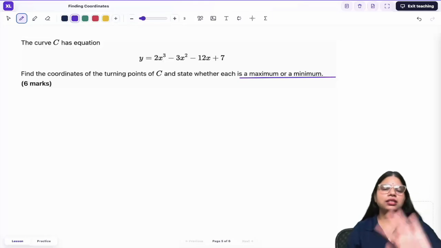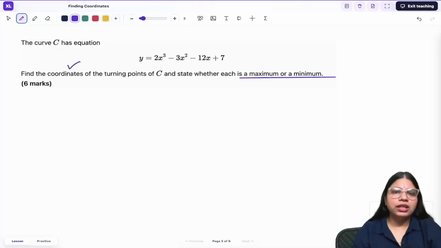Finding the coordinates is already done, so let's super quickly do that. We will be differentiating it. That gives us... you do yours and then let's check. 3 times 2 is 6, x squared minus 6x minus 12.